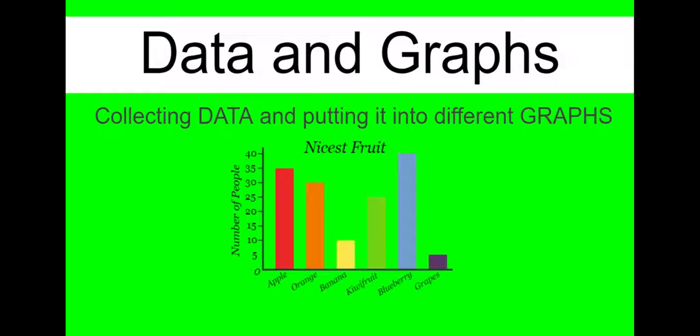I could even ask you, what is the difference between the number of people who chose apples and the number of people who chose kiwi fruit? And if you said 10 people, then you're correct because difference means to subtract, and 35 minus 25 is 10. So using graphs is an easier way to understand information.